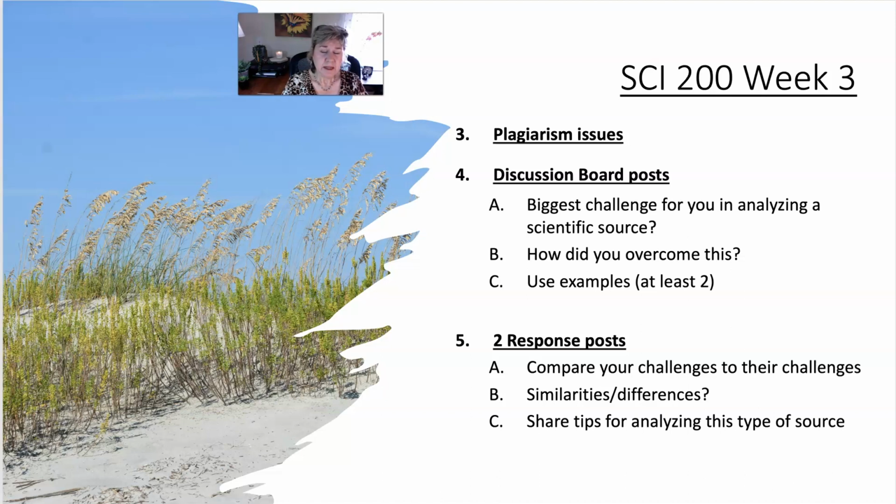So tell us about your challenges in analyzing a scientific source. Maybe for you, it's actually finding one, which can be an issue. How did you overcome this? How did you get to the point where you could actually understand the source? Use examples. Use at least 2 examples. Say, I looked up ocean acidification and I found this one source and it was so difficult to read, I couldn't understand a word of it. Okay? So use some examples, 2 examples at least, in your initial post.